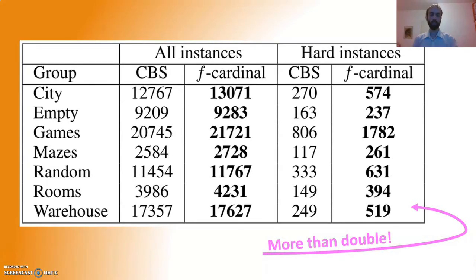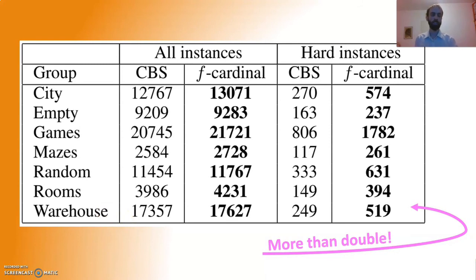We experimented with 2 versions of CBS. The basic version was a modern implementation of CBS that prioritizes G-Cardinal conflicts. And our new version was the same implementation that now also prioritizes F-Cardinal conflicts before G-Cardinal conflicts. As we can see, on the standard benchmark, for every type of map, more instances were solved by the algorithm that also prioritized F-Cardinal conflicts.